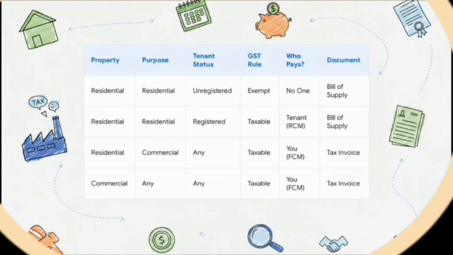See those top 2 rows? That's for residential property being used as a residence. It's all about the tenant's GST status. Simple. Now, if that same residential property is used for commercial purposes, it's always taxable and you, the landlord, pay. And what about any commercial property? Even simpler. Always taxable and you pay. Seriously, this table is your best friend.